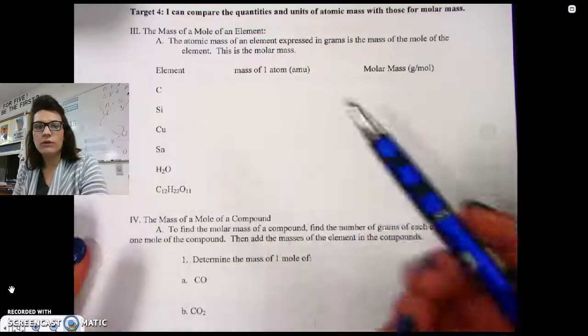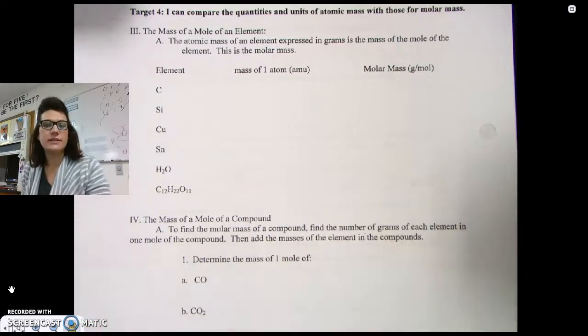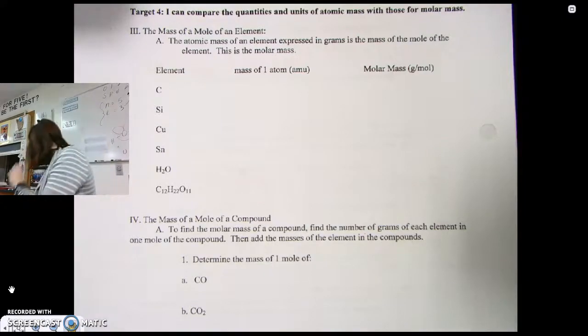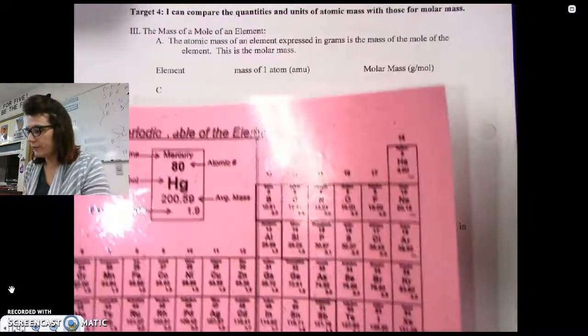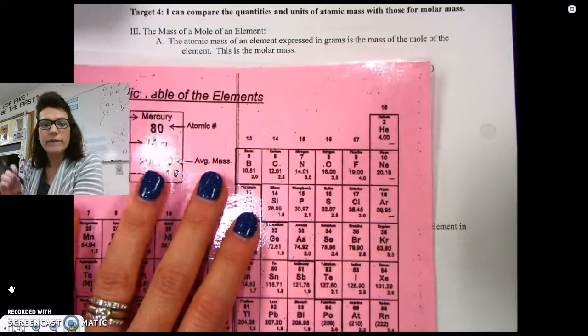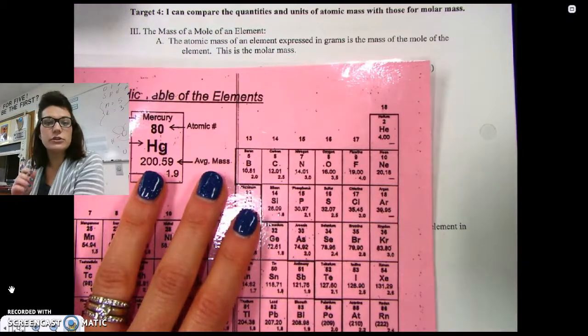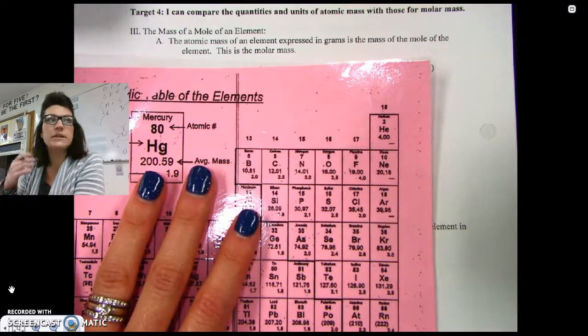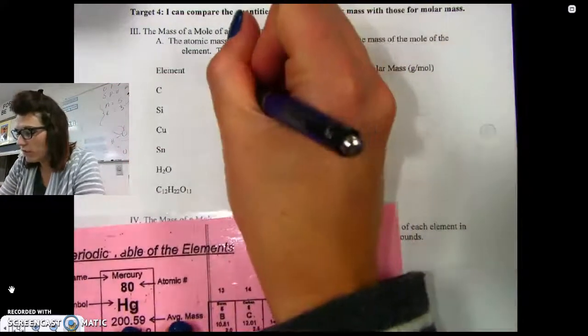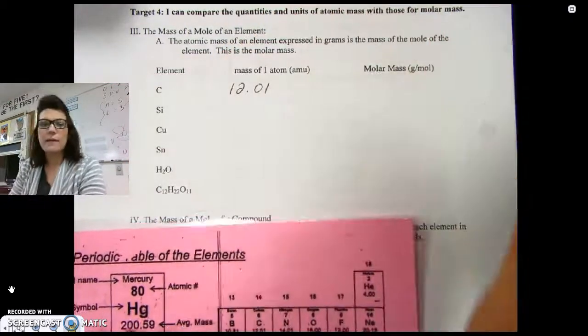Now, the mass of a mole of an element is basically the mass that you pull off of the periodic table, and we're going to say that's how many grams per 1 mole of that substance there is going to be. Okay, so for instance, if I look at this periodic table, and if I look at carbon, this number right here is the AMU, meaning it's the average mass unit, which deals with the percent abundance of the different types of isotopes for carbon. Okay, so that is 12.01 AMU.